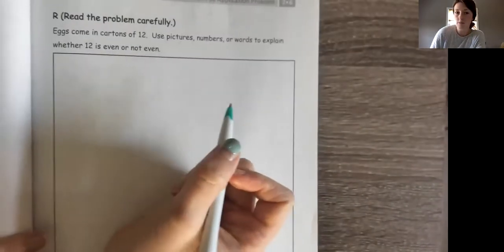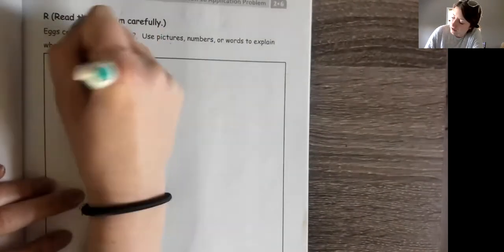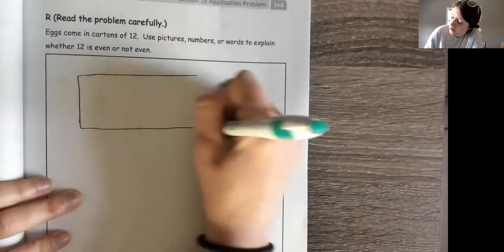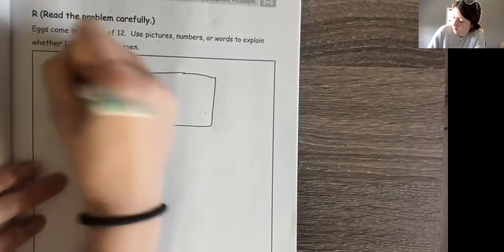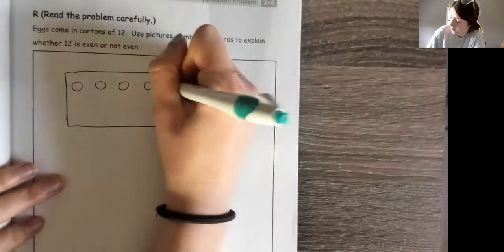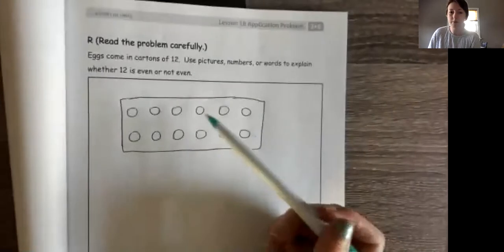Now, what I'm going to do is first draw my picture of my eggs. So I know eggs come in cartons of 12. A lot of times my eggs in my refrigerator look like this. So I'm going to have my carton, and it's going to have 2 rows of 6. 1, 2, 3, 4, 5, 6, 7, 8, 9, 10, 11, 12. Okay, so I have my picture of my 12 eggs, right?